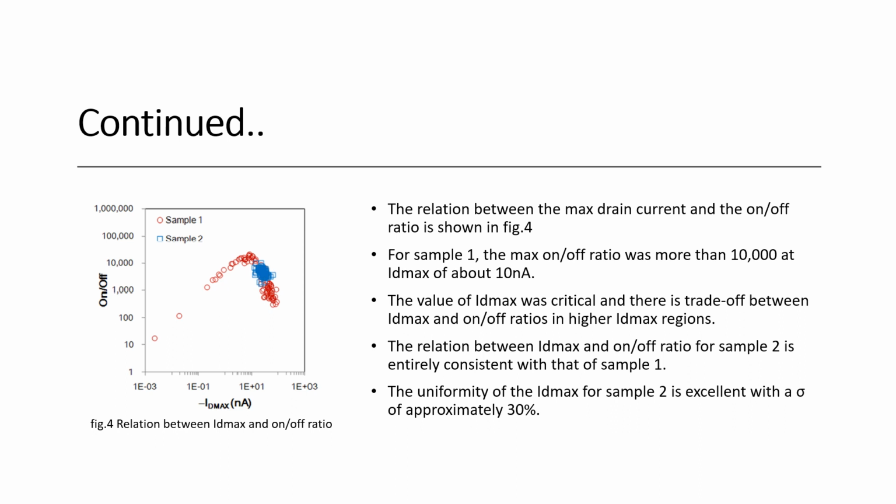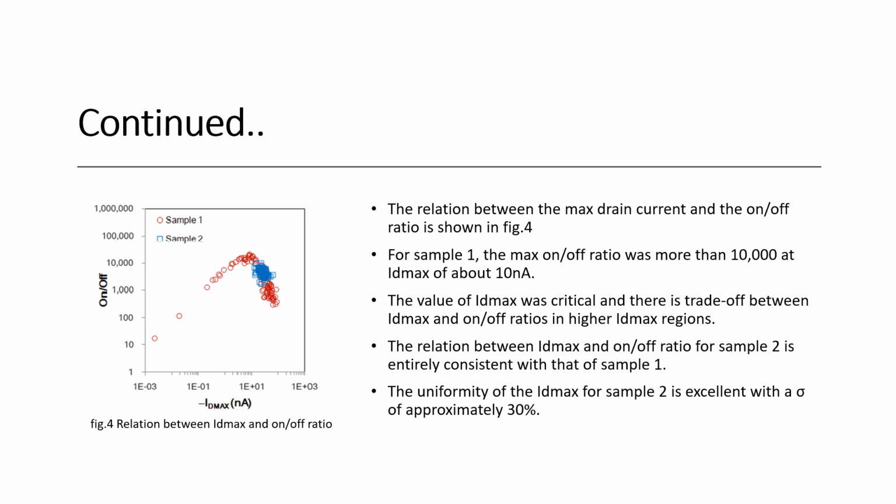For the CNT random network TFTs, ID max represents the total number of CNTs in the channel, and on-off ratio is strongly affected by metal CNT contaminations. The current paths consisting of MCNTs were formed as the CNT density increased and consequently off-state current increased.